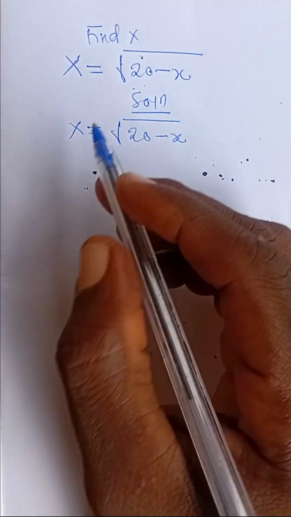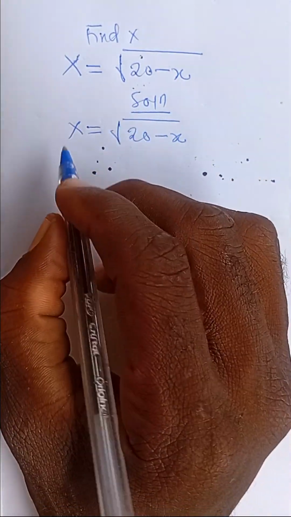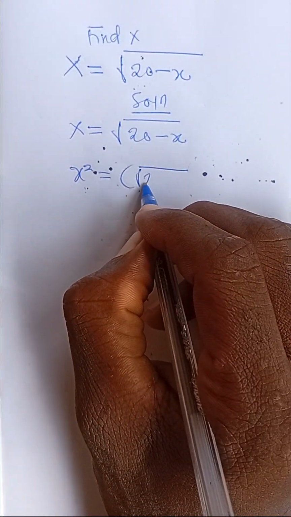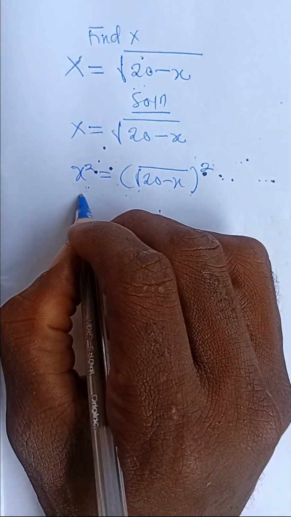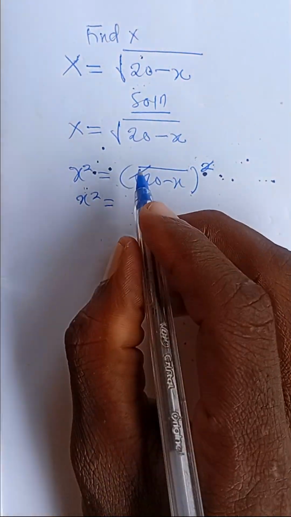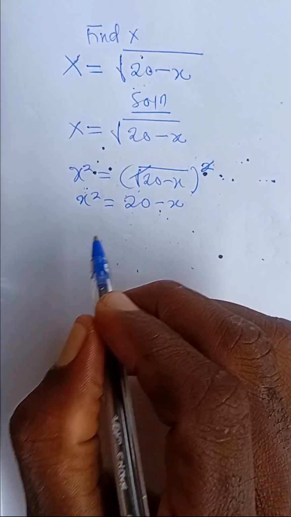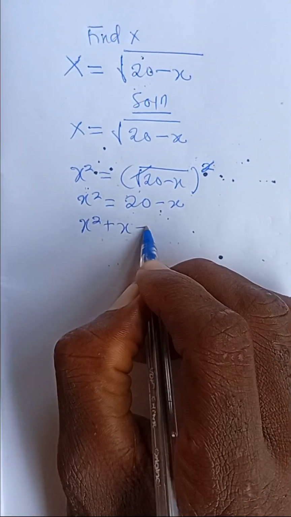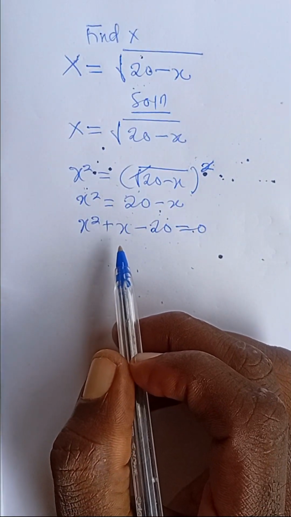First of all, just take the square of both sides to get rid of this square root here. So we have x squared is equal to the square root of 20 minus x, all squared. x squared will be equal to this, and the square root will be out. So 20 minus x. Then we group like terms. So we have x squared plus x minus 20 is equal to 0. Now we have a quadratic equation.